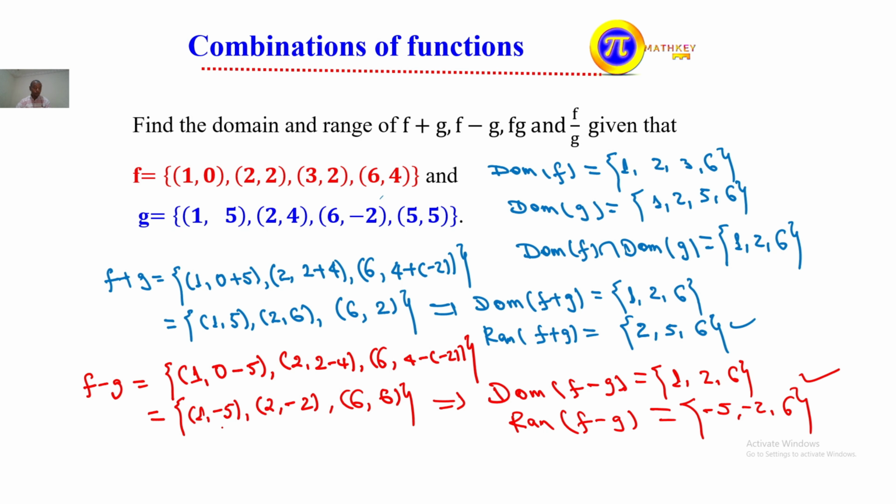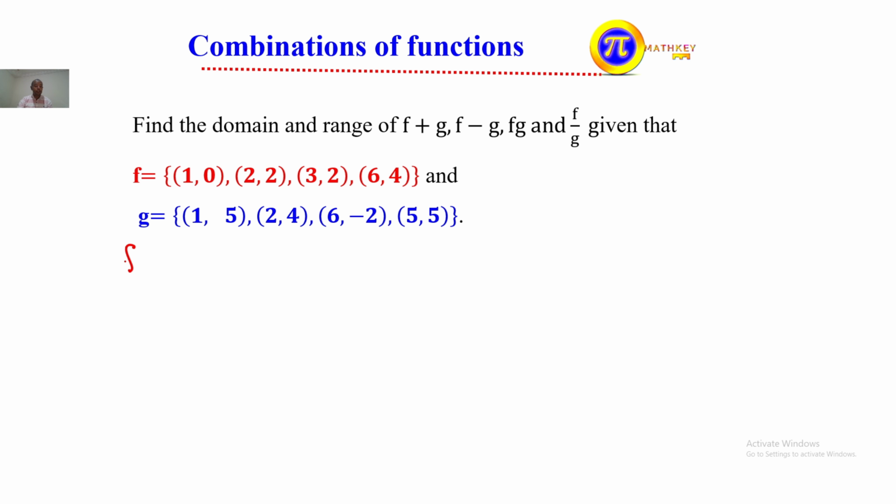Let us continue to the next one, the case of their product and quotient. When you come to their product, we do the same. This is f times g, which is equal to, the common domain is what? That is 1, 2 and 6 as we did before. So when you take 1, it becomes 0 times 5. Take the product of their ranges. When it is 2, the product is 2 times 4. When you take 6, their product becomes 4 times negative 2. You have to take this one.